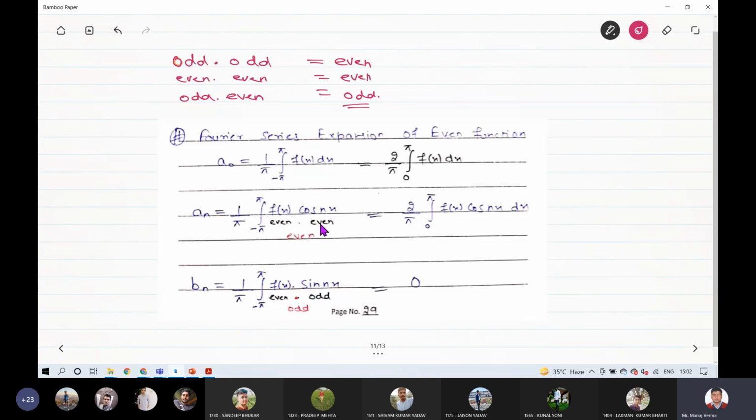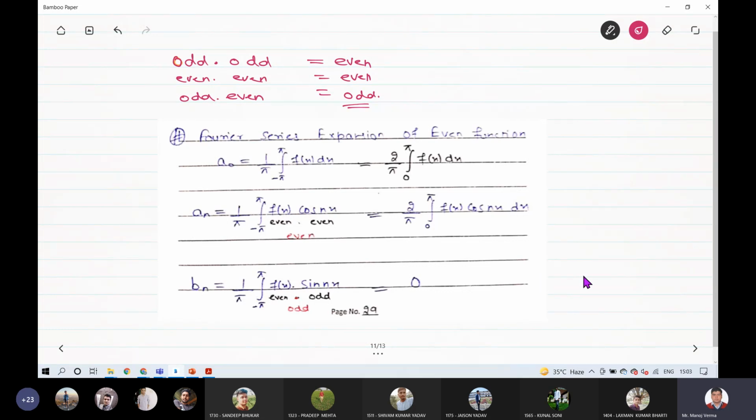So even multiplied by even will give me an even function. So I can simplify the limits only. I cannot make the integral equal to 0. But yes, in calculation for a n, I can simplify the limits. But in case of b n, if the given function is even and sin nx is odd, the overall multiplication of this function into sin nx will give me an odd function. And you know, an odd function in these limits minus pi to pi is equal to 0.